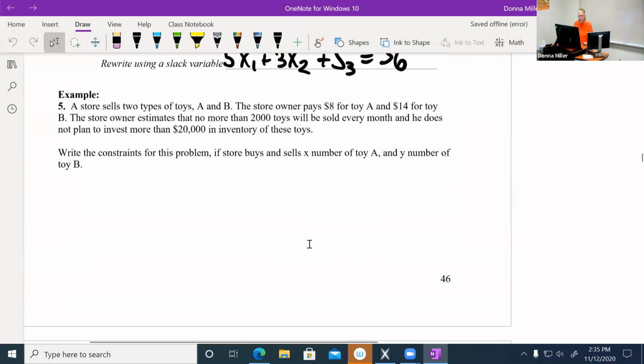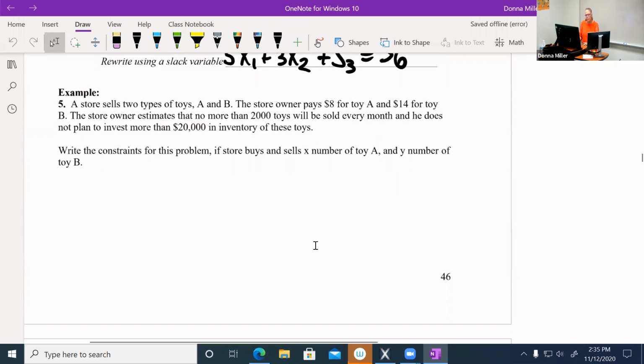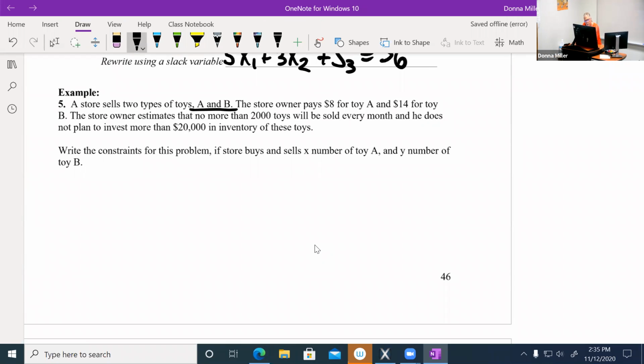Okay. So let's set up our constraints. A toy store sells 2 types of toys, A and B. The store owner pays $8 for toy A and $14 for toy B. He estimates that no more than 2,000 toys will be sold every month. He does not plan to invest more than $20,000 in inventory. Write the constraints for this problem.